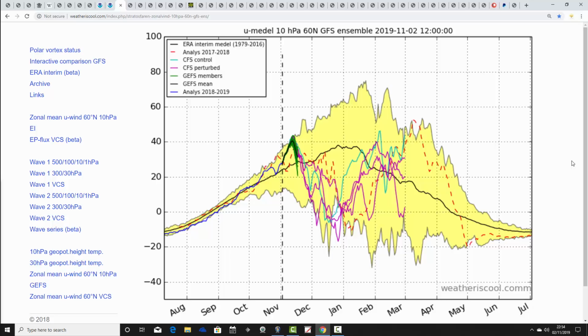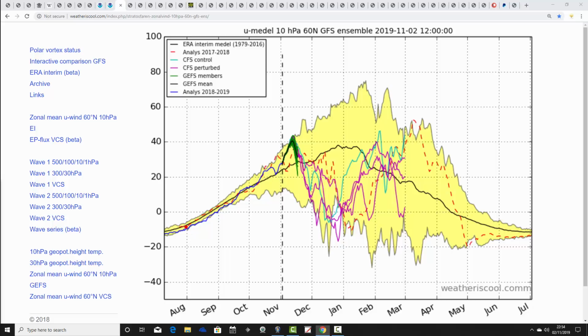Now, this is from weatheriscool.com, fantastic website. Do check out Weather is Cool if you can. Loads of different coloured lines with this, and I haven't got time to go into all of them. If you want to know what every single line represents, have a look at the first winter 2019-2020 update that we did on the 1st of September. We covered it in that one.